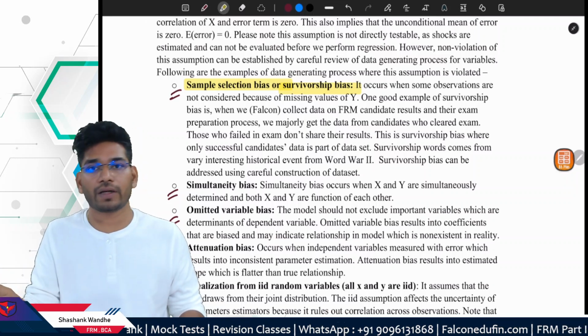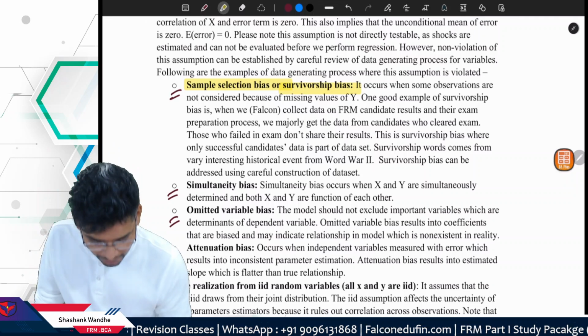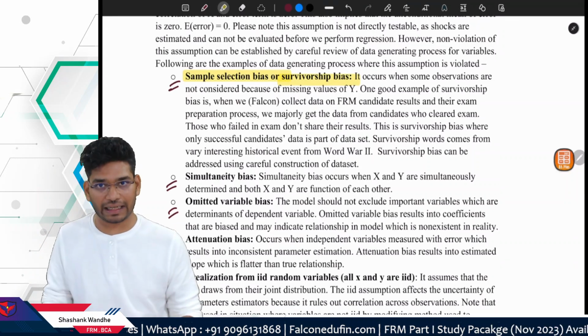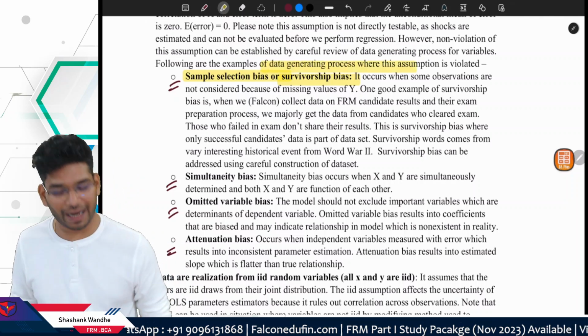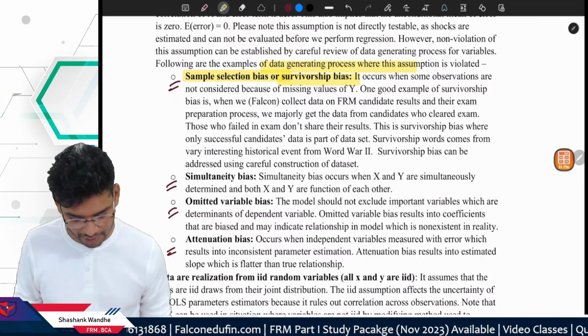Whoever are not performing good, they won't report. So this is survivorship bias. Survivorship bias is the first way. You have to make sure of this whenever you are collecting the data. Okay, so the first part is covered or managed by data generation and not in the model. This is the important part.